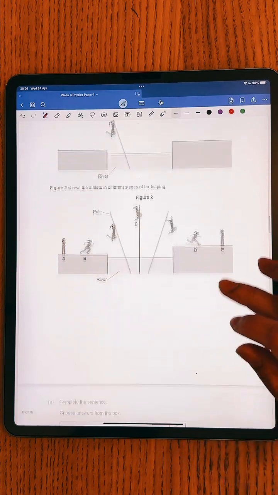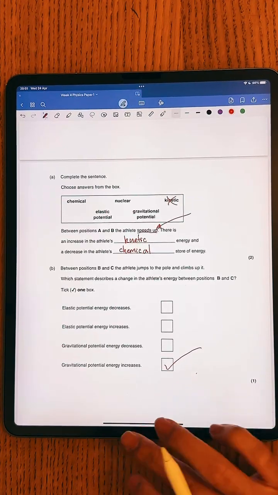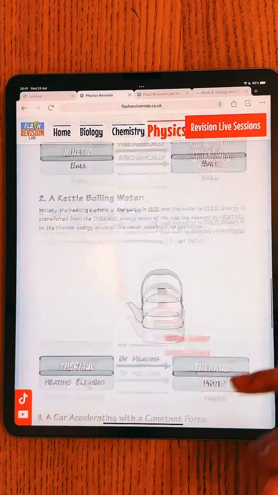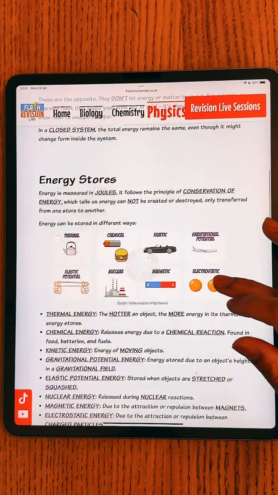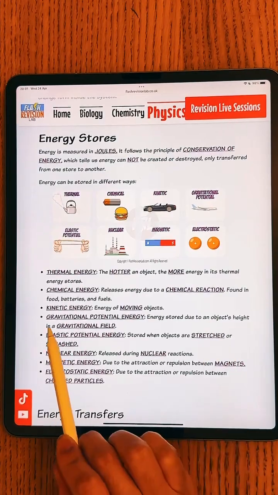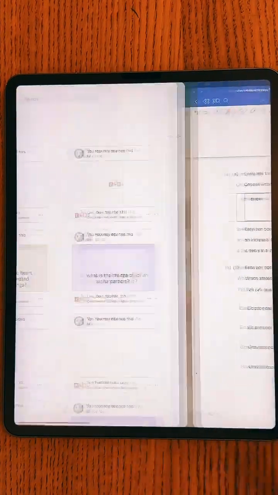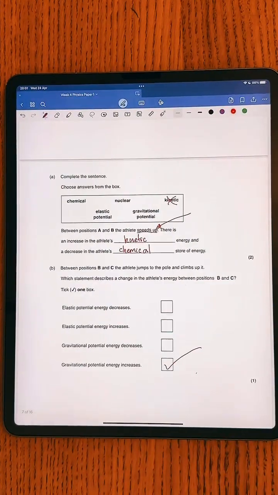Gravitational potential energy increases. That is absolutely right. Yeah, that's because gravitational potential energy is all to do with height. Energy stored due to an object's height in a gravitational field. The higher up you are, the greater the gravitational potential energy you have.